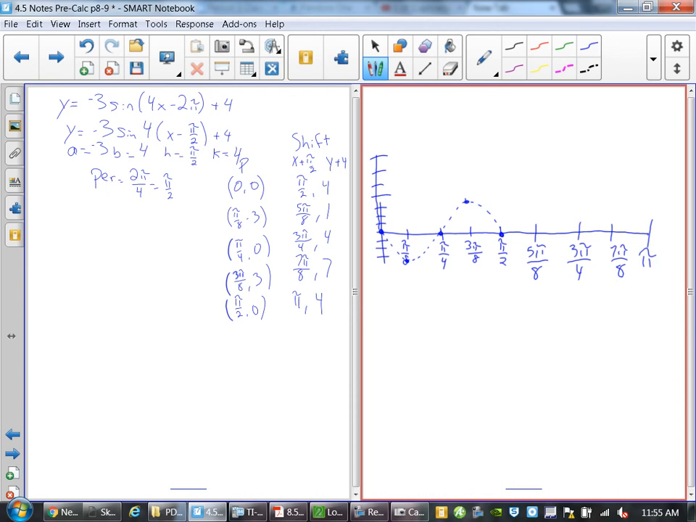Seven. So now we're at pi over 2, 4. pi over 8, 1, 4, 7, and 4. And there's your new graph.